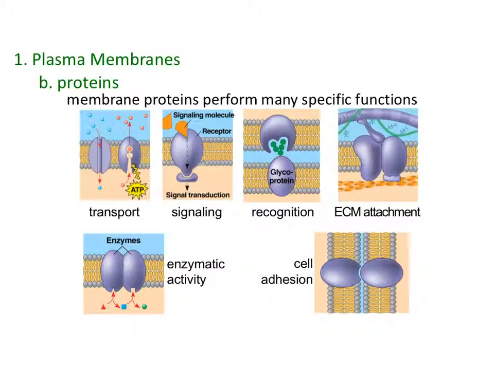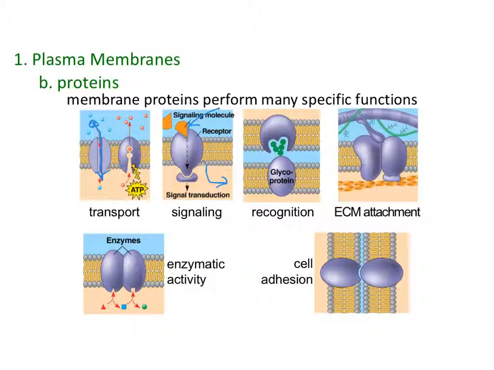Proteins in the membrane have a variety of functions, just like proteins in the rest of the cell, where they have one of the more highly diverse molecules that we have. So proteins can be involved in transport, moving molecules, so these blue molecules from one side to the other. They can also be involved in signal transduction. So if you have a hormone or a neurotransmitter, it can come in, activate a receptor, and then send a signal into the cell to elicit a response.